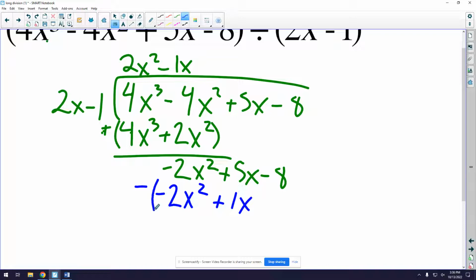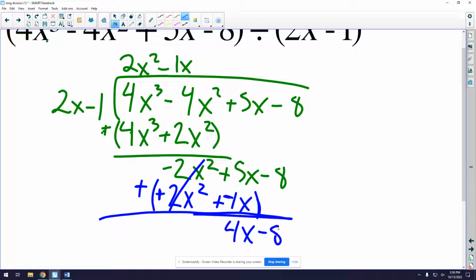And I'm going to subtract. Now, the subtraction turns this to a positive and that to a negative. Negative 2 plus 2 is 0. That's what's supposed to happen. Those first terms are supposed to cancel. Make sure you did distribute that negative sign like I did over here. So now I have 5 minus 1 is 4x. Bring down that minus 8.